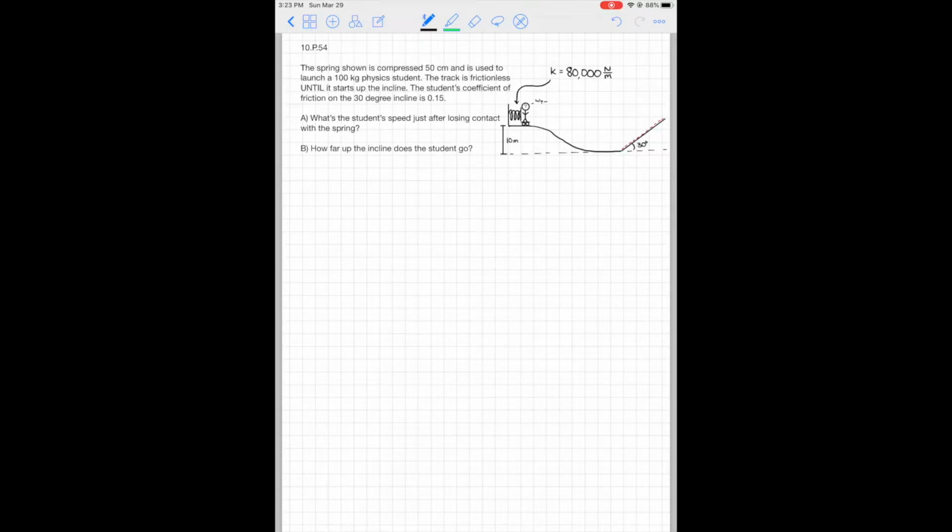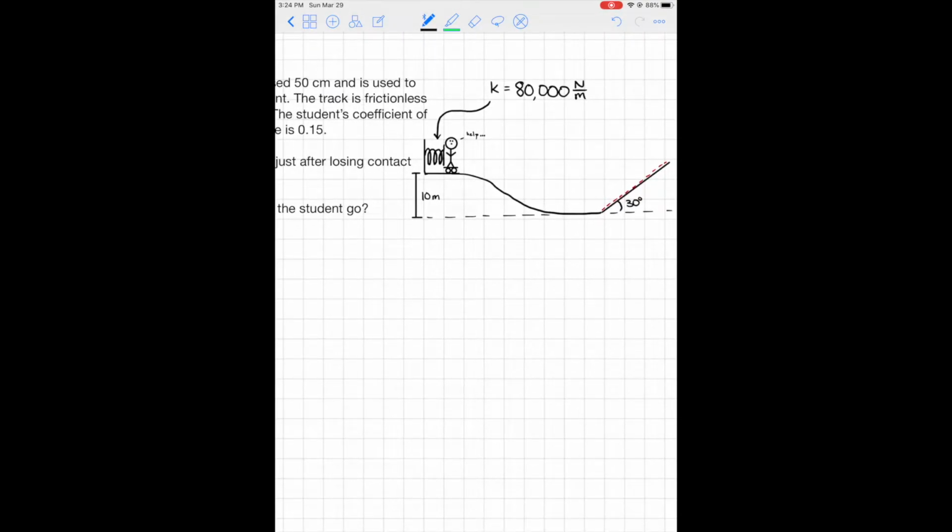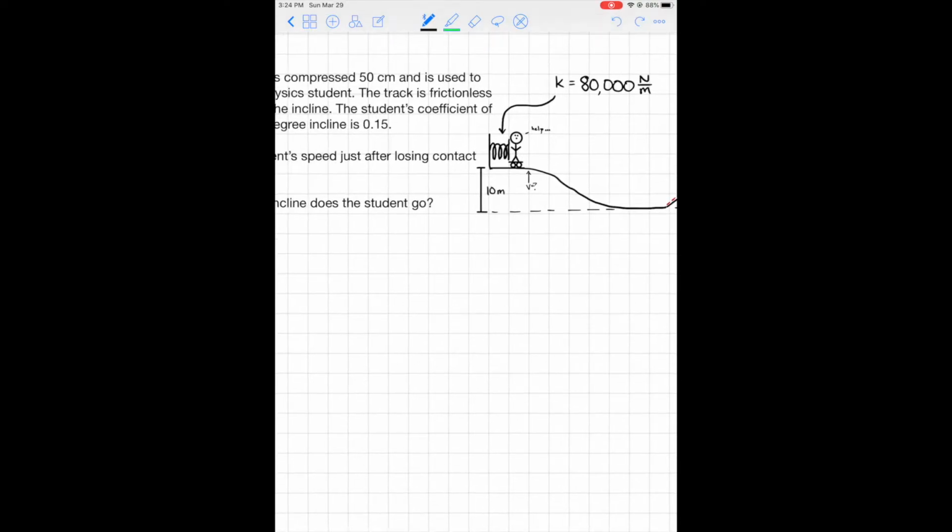So our first part of this problem is, what is the student's speed just after losing contact with the spring? And then we want to know, how far up the incline does the student go? So the first part, let's start off with part A here. With part A, we got some information here. We are looking at what is our speed right at this point, right? This is our part A objective here.